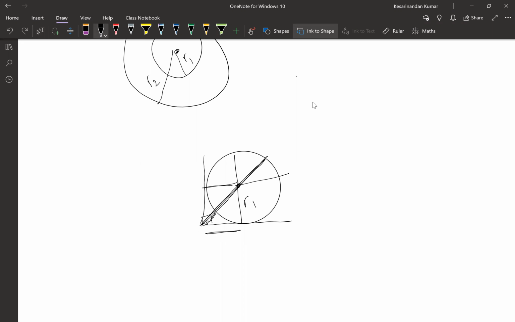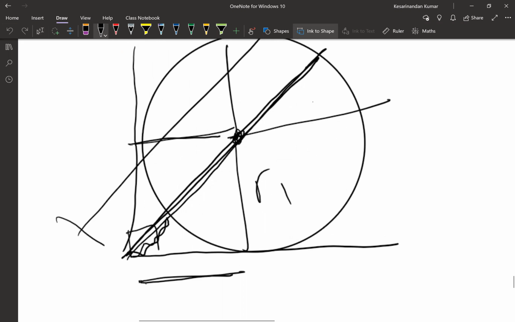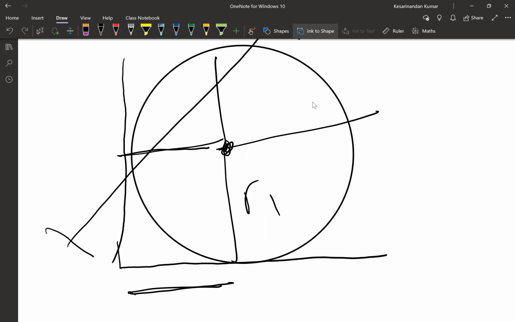Total distance, total chord, minus 2R2. Yes, this total distance minus 2R2, perfect. Now what we will do is, let's zoom into this. I hope now it's bigger. Now you will have one more circle given here.